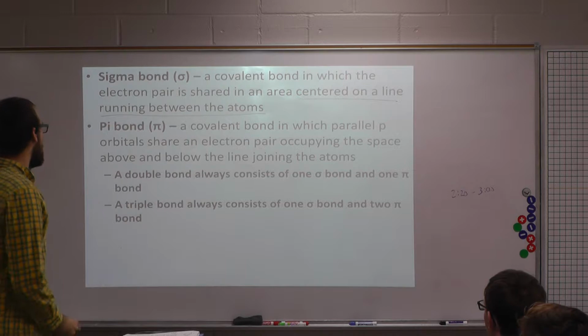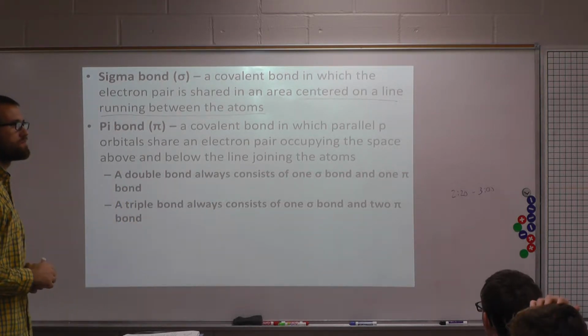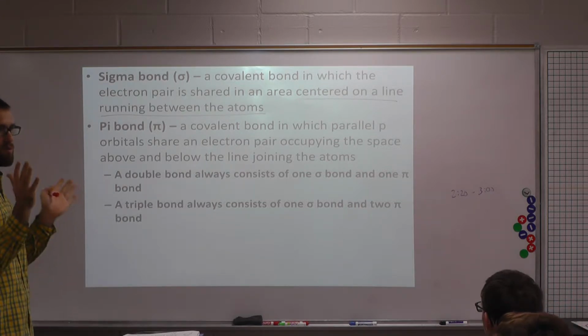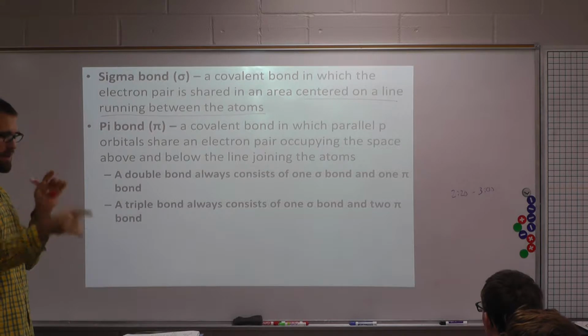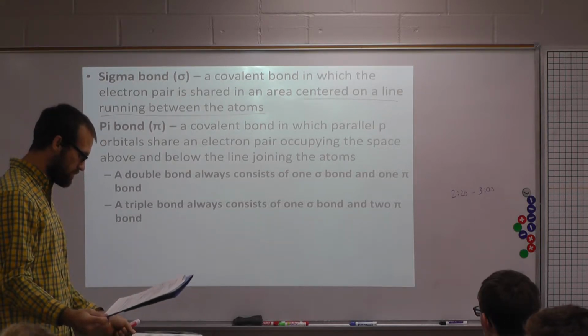Then we talked about how a pi bond is not on the bond axis. We would say above and below the bond axis when p orbitals overlap side to side. And I'll show you this when we get into looking at a few of these models here in the book.